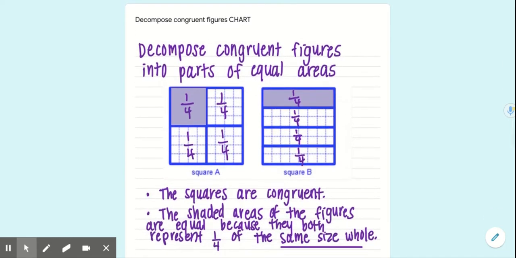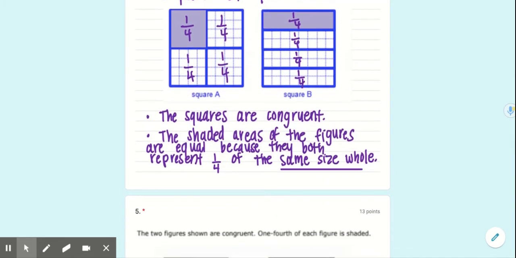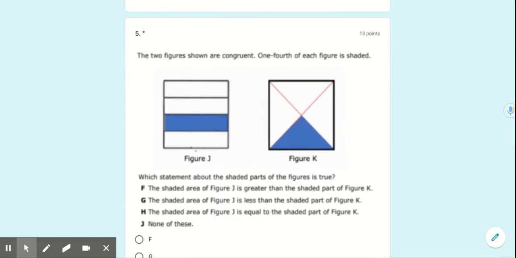Decompose congruent figures chart. Decompose congruent figures into equal parts of equal areas. Square A, 1/4 each part. Square B, 1/4 each part. The squares are congruent. The shaded areas of the figures are equal because they both represent 1/4 of the same whole. Number 5. The 2 figures shown below are congruent. 1/4 of each figure is shaded.